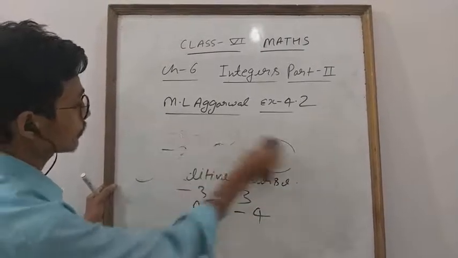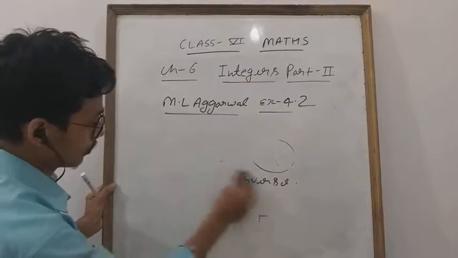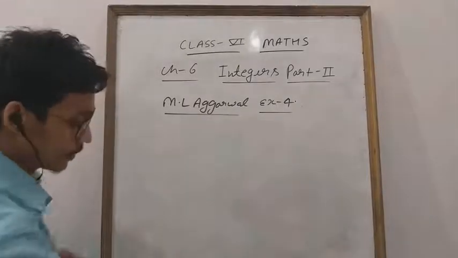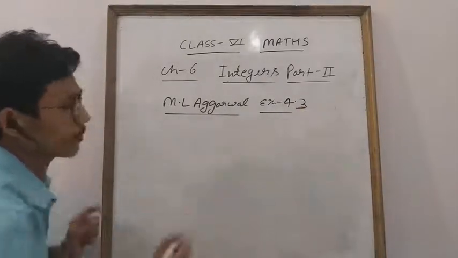Achha, one question is given, exercise 4.3. First I will explain something. What is given? 4.3. So see very carefully. This is a little bit different question, but based on integers.